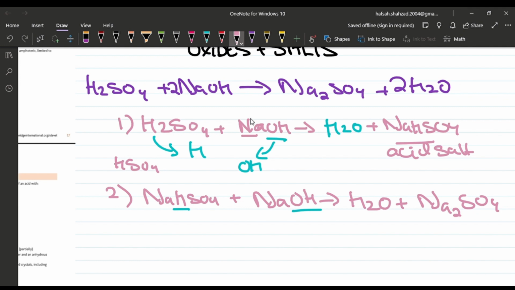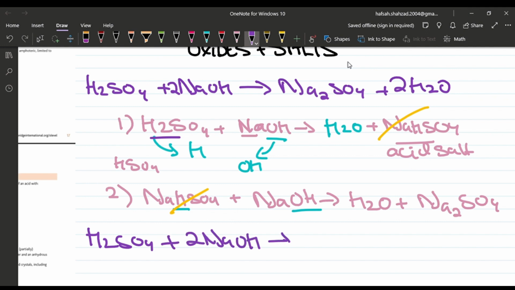This is a 2-step mechanism of getting the equation I've written on top. When you combine these 2 equations, NaHSO4 appears on both the reactant and product sides, so it cancels out. After cancelling out a substance that is present on both sides, we are left with H2SO4 and 2 NaOH on the reactant side, and 2 H2O and 1 salt on the product side. So there you go, this equation is just like the original equation.